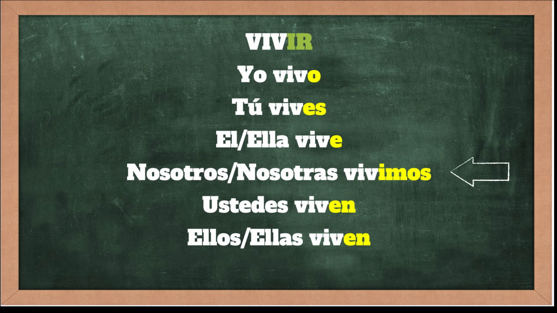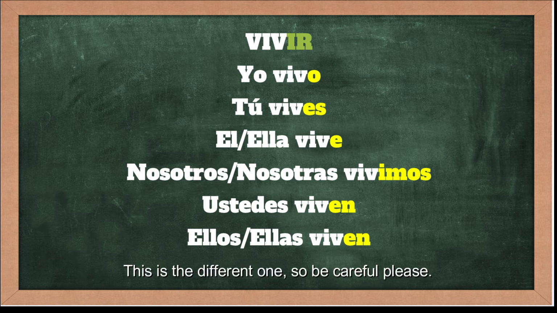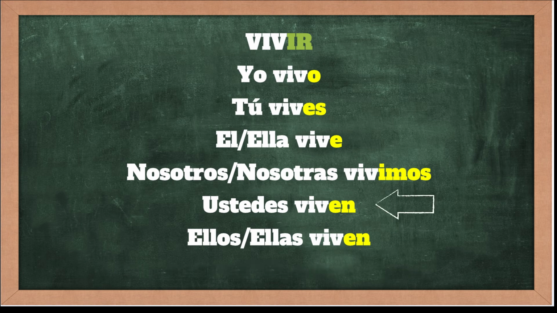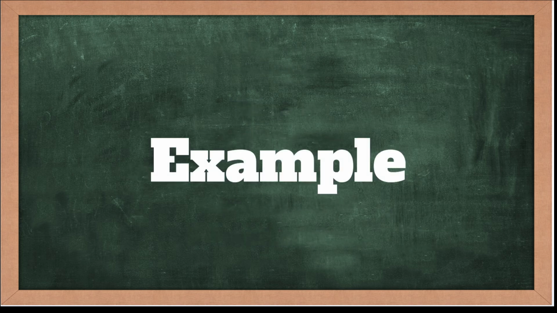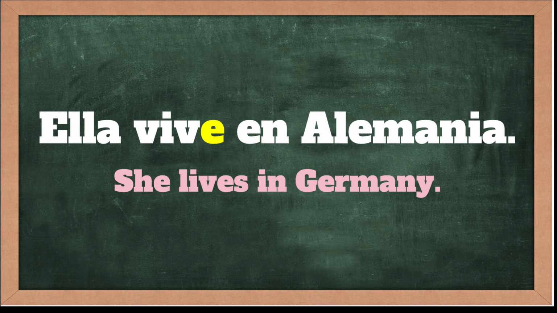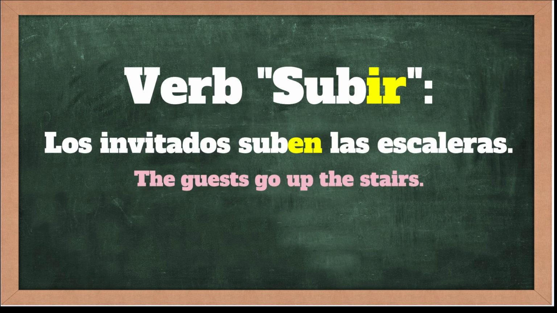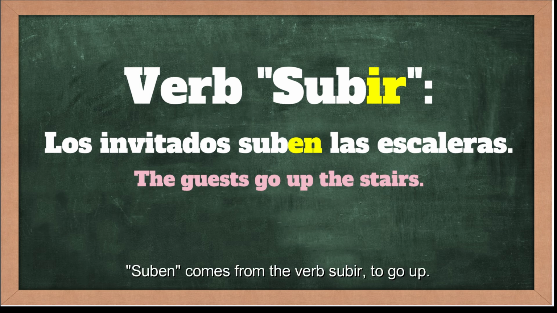Nosotros vivimos. This is the different one, so be careful, please. Then we have ustedes viven and ellos viven. Ella vive en Alemania. Vive comes from the verb vivir. Another example could be: los invitados suben las escaleras. Suben comes from the verb subir.